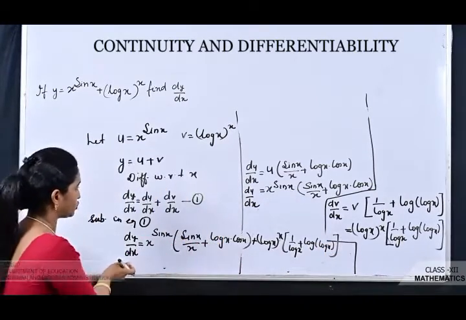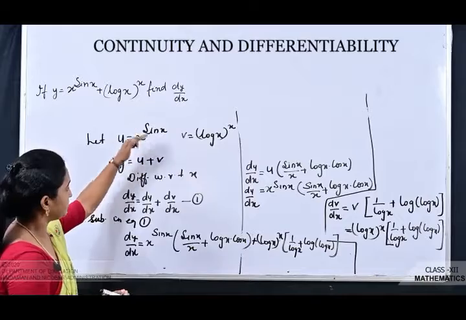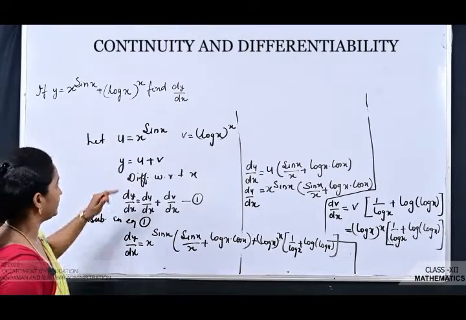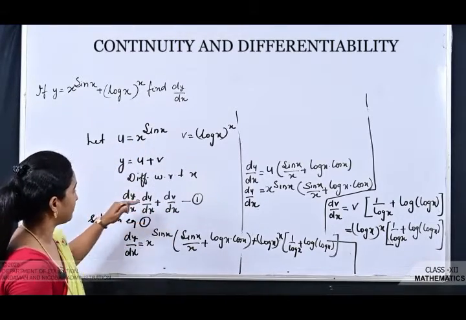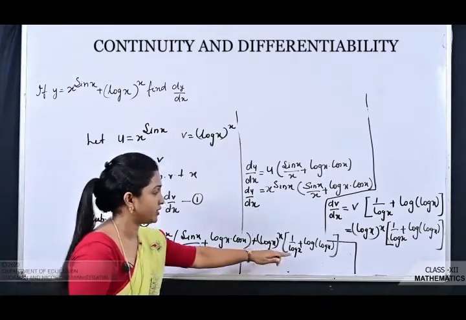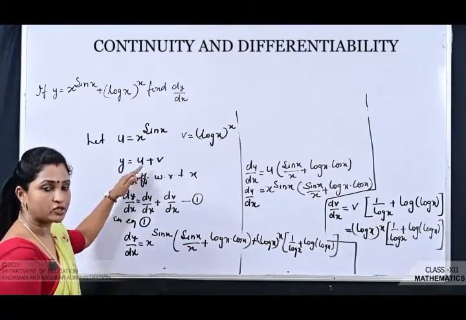This is the way you have to solve. You have to take separately, apply logarithmic differentiation, find the value of du by dx, dv by dx, and finally substitute, and you are going to get the answer like this. I hope this question is clear to you.